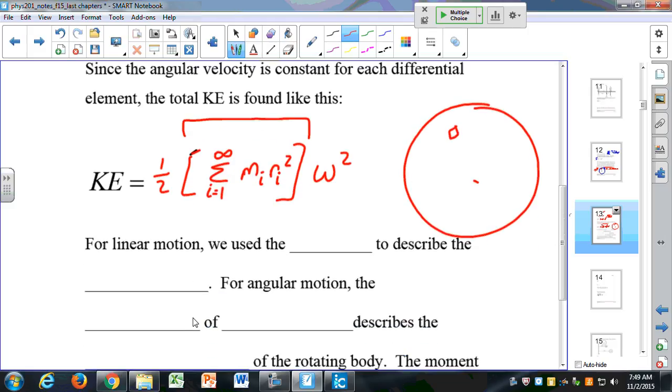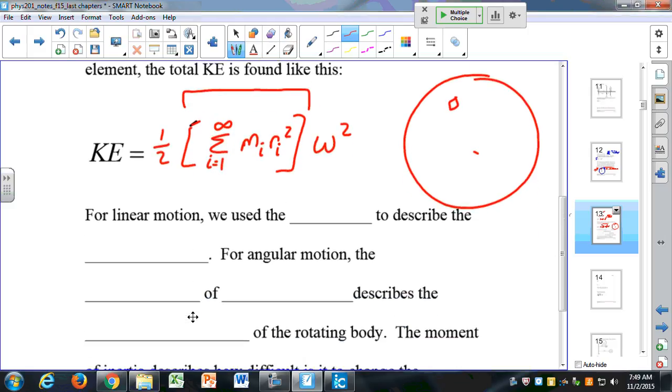Now this thing we call the moment of inertia. This sum of m r squared is the moment of inertia, and it's a lot like the inertia that we used in linear motion. So in linear motion, we use the mass to describe the inertia.